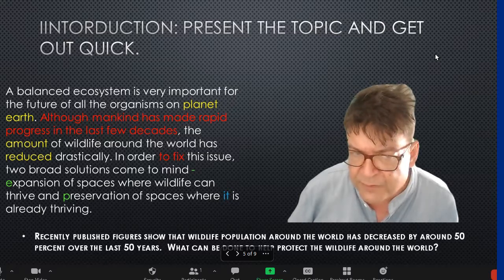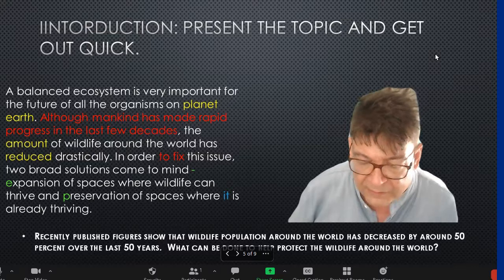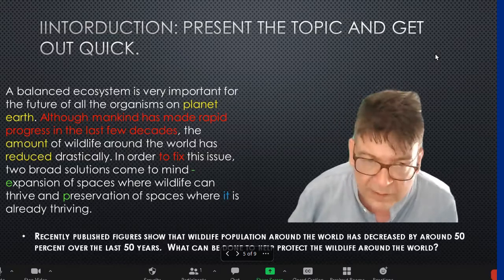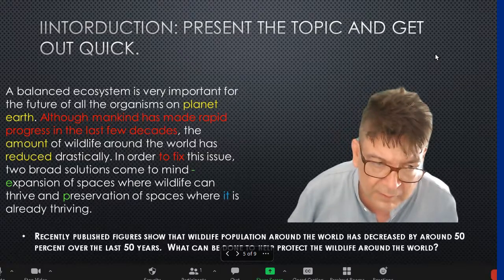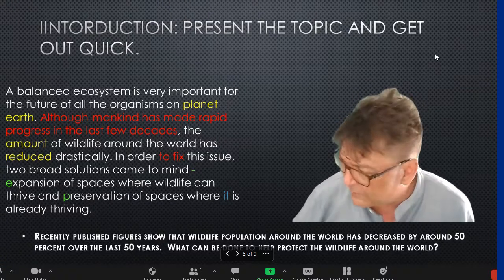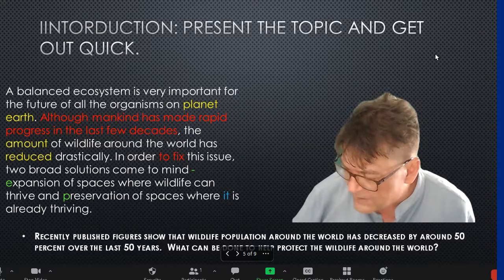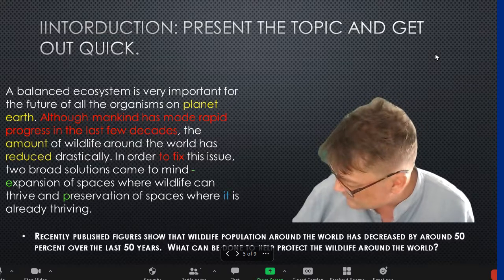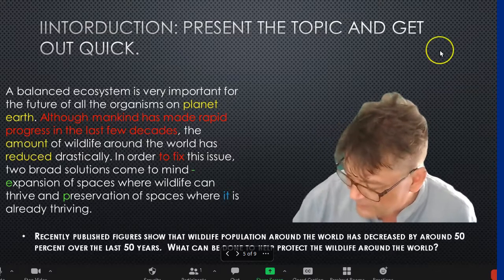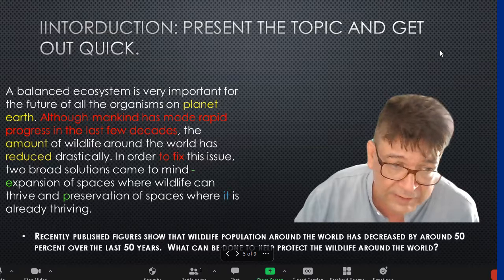The amount, the number. No, not the number. I want something different there. The amount of wildlife, because wildlife is not something that the density, the frequency, the habitat, the populations of wildlife has reduced drastically.